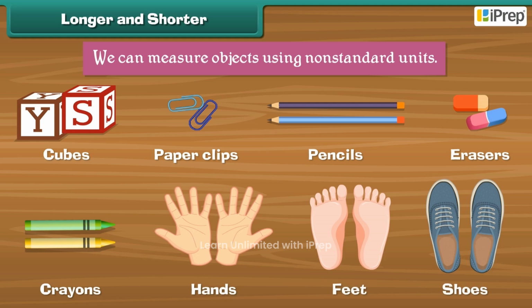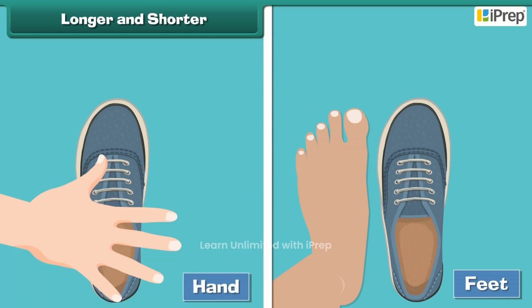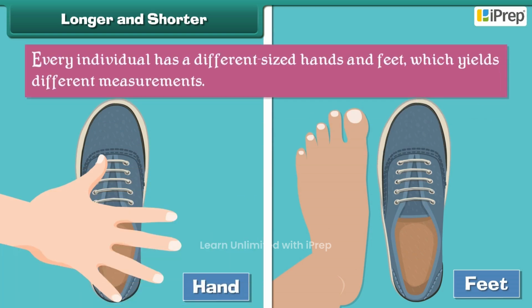Non-standard units make us aware of the need for standard units of measurement because we measure the same object with units such as our hands or feet. But every individual has different sized hands and feet, which yields different measurements.